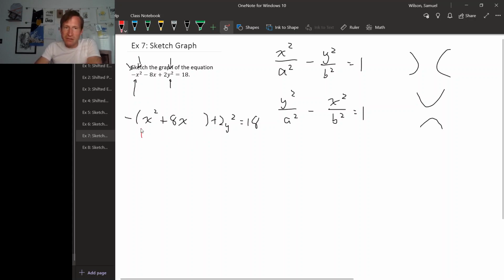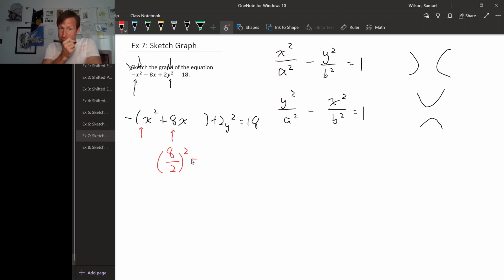Remember, once you have a leading coefficient of 1 on your squared term, you take the linear coefficient, which is 8 this time, divide that by 2, and square. So 8 over 2 is 4, squared is 16. So we need a plus 16 in here. But the price we have to pay is we need a minus 16 in there as well.